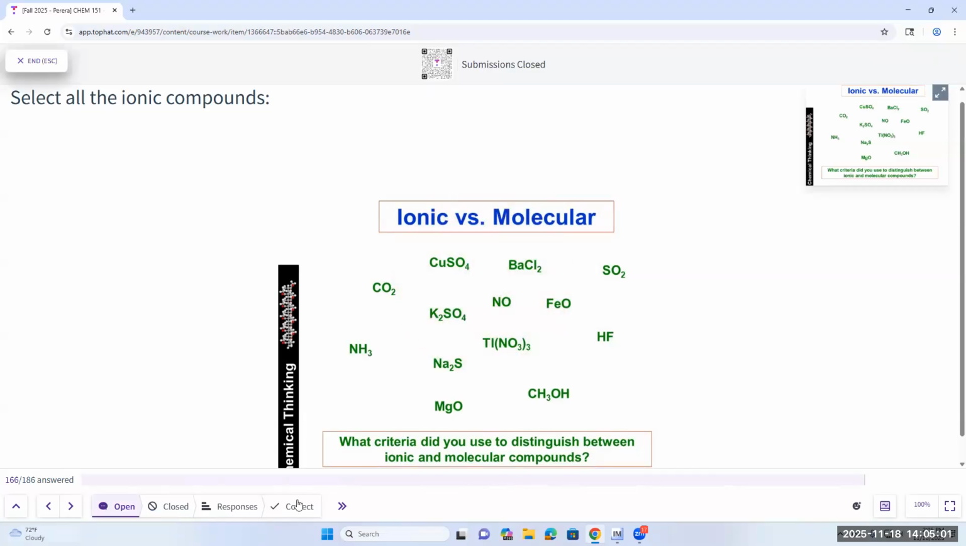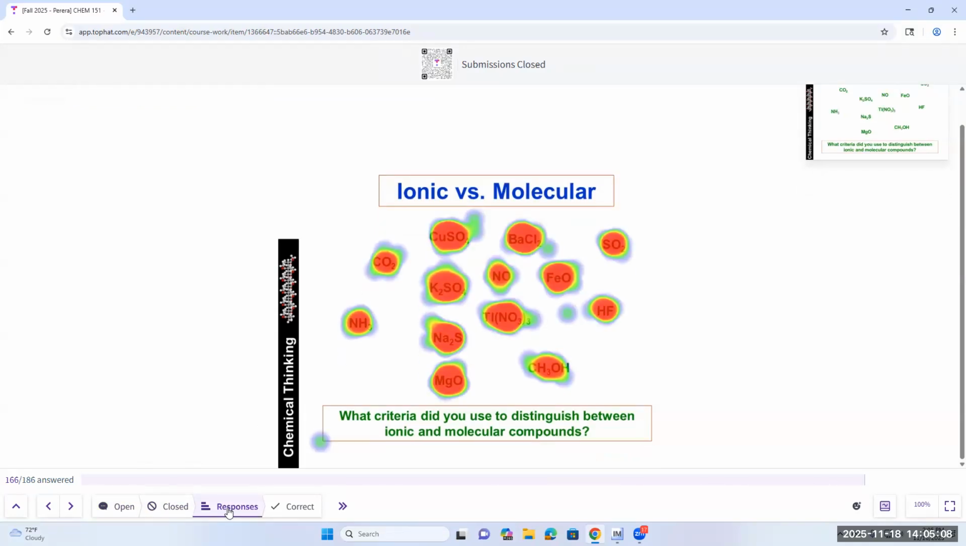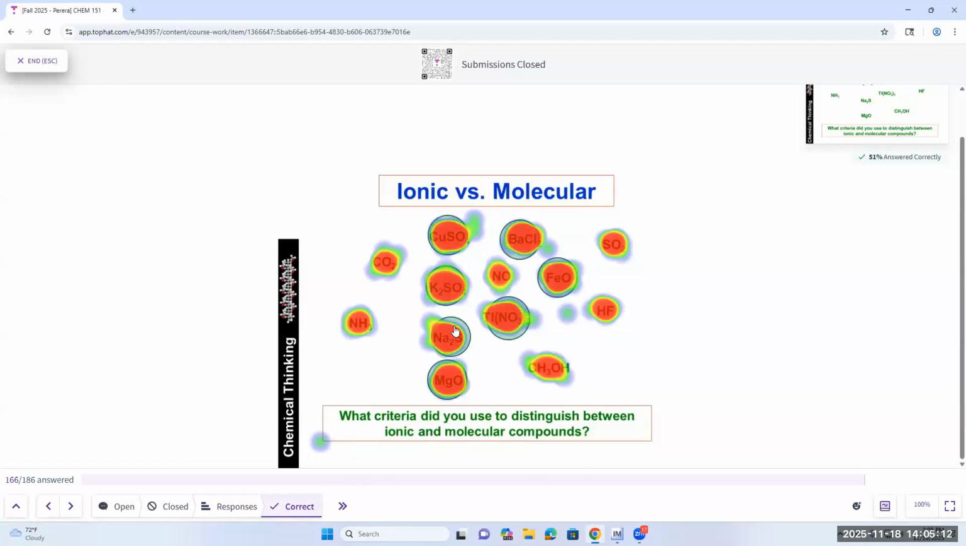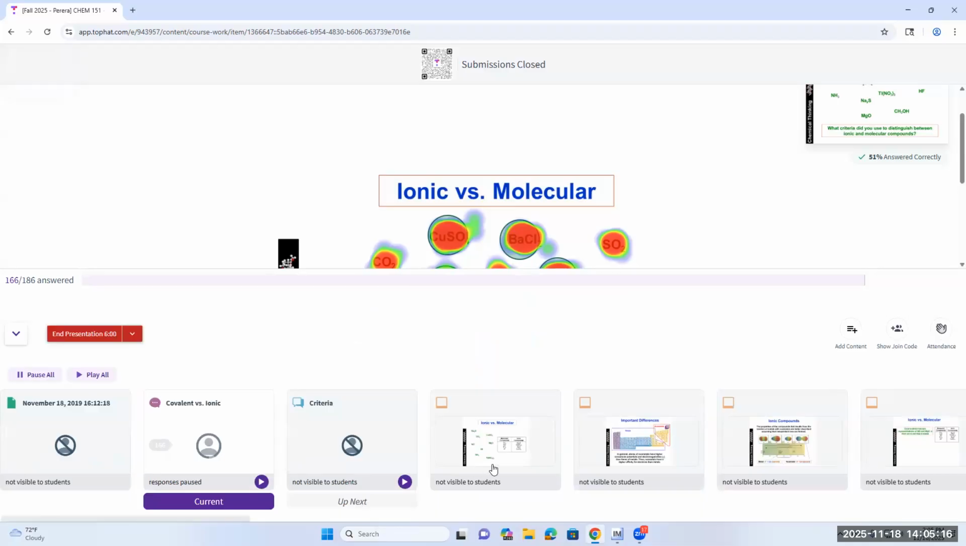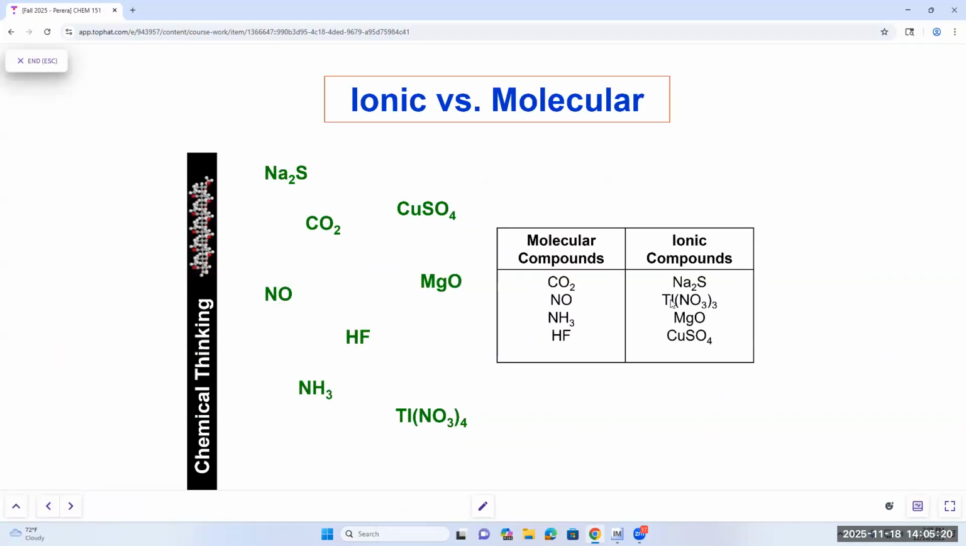Okay. Now, I know when I reveal your responses, I'm going to see that you have clicked on all of them. I'm going to say, there you go. Anyway, only some of these ionic compounds, 50% of you recognize them. But here are these ionic compounds. I separated them for you.